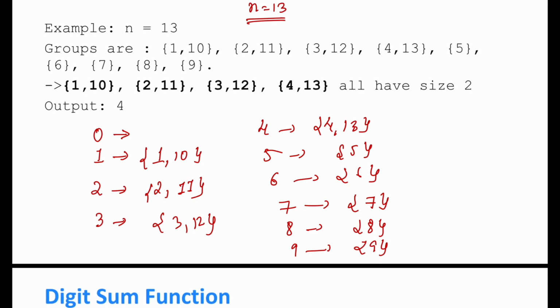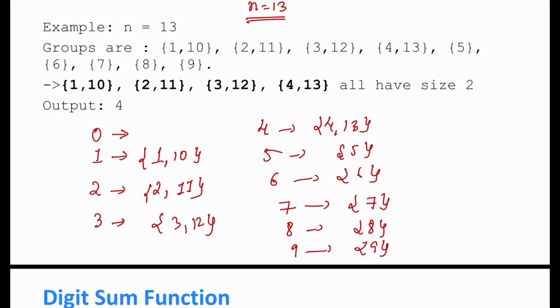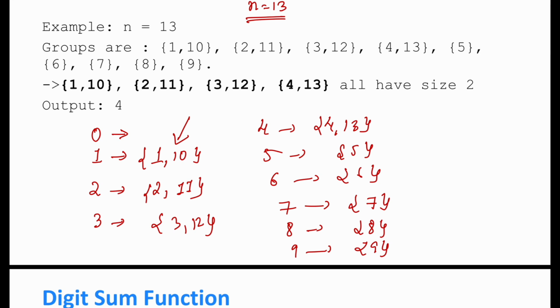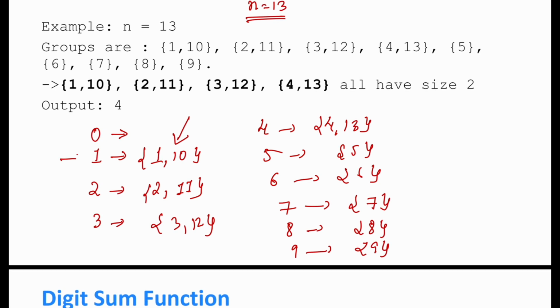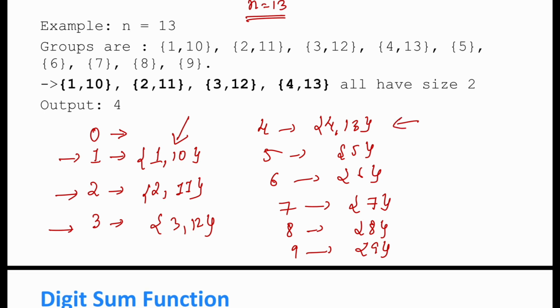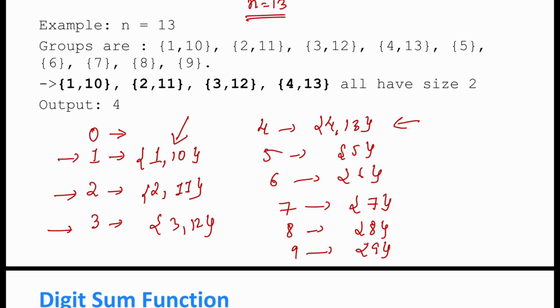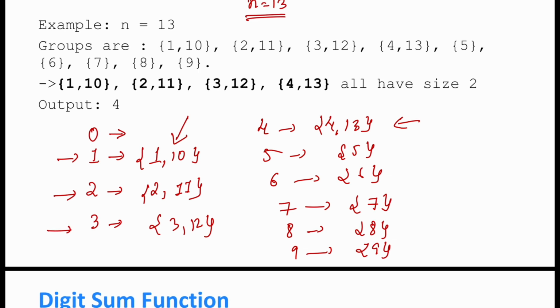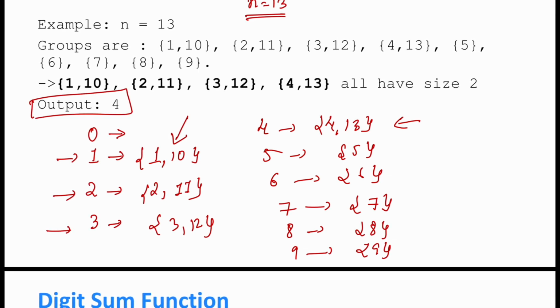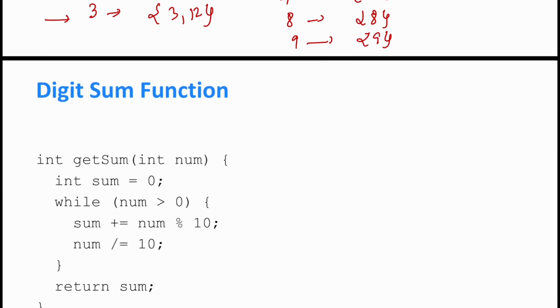Now we can see from the problem statement what the maximum group size is. The maximum group size we see here is 2. And what is the count of that group size? So here we have 1, 2, 3 and 4. And that's it, guys. We just need to return the number of groups with that maximum size. So here we have output 4. That's what we need to do in this problem.